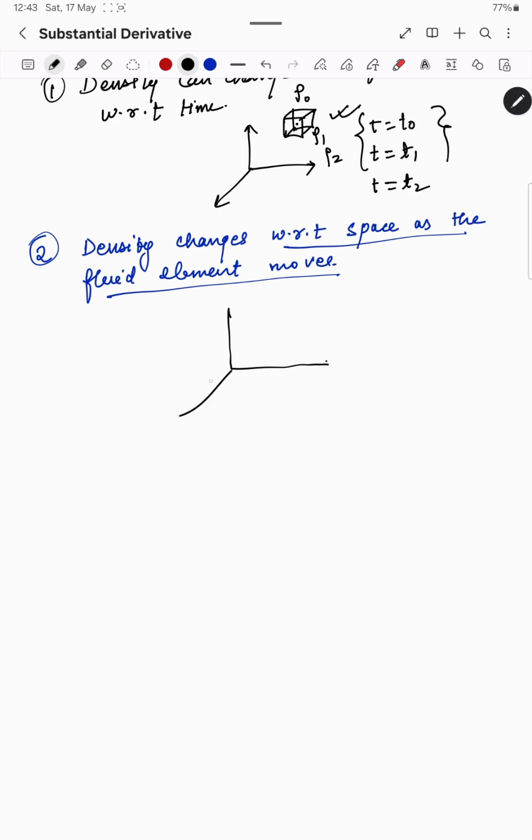Okay, so suppose at t is equal to t1, the particle was here at this point, and sometime later it has moved to point 2. Due to this movement, its density had changed, because density was, suppose, rho 1 at this point and rho 2 at this point.